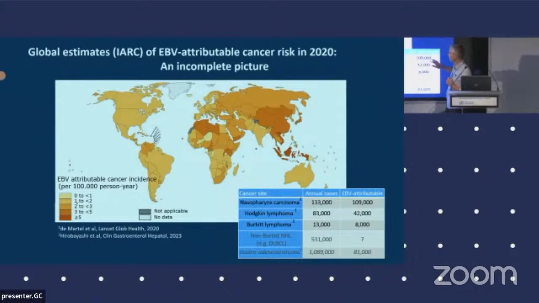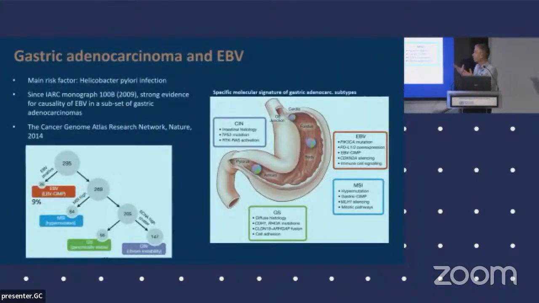But this is taking into account the association between the EBV that's been known for a long time with nasopharyngeal carcinoma, Hodgkin lymphoma, and Burkitt lymphoma. We also know, increasingly, that EBV is associated with other non-Hodgkin lymphoma subtypes beyond Burkitt and Hodgkin. And more work needs to be done to calculate that burden. And also, I want to talk about gastric cancer, gastric adenocarcinoma, because since that last IARC monograph that I mentioned in 2009, there's been really strong evidence for EBV to be associated with a fraction of gastric adenocarcinoma.